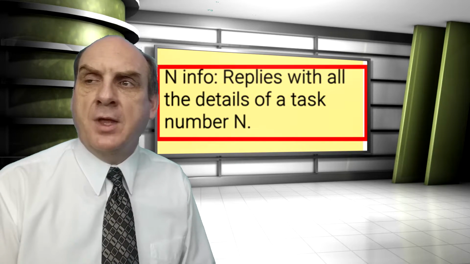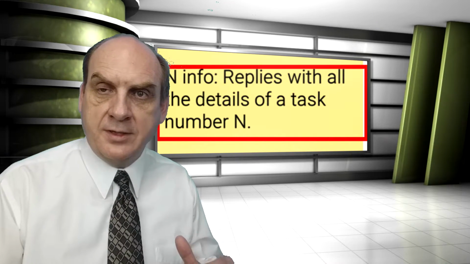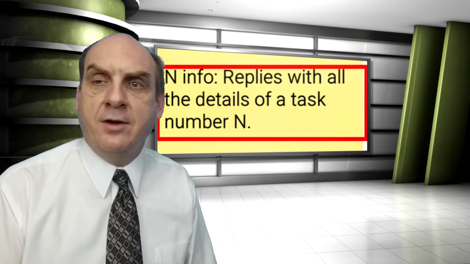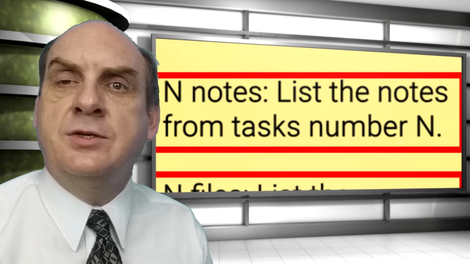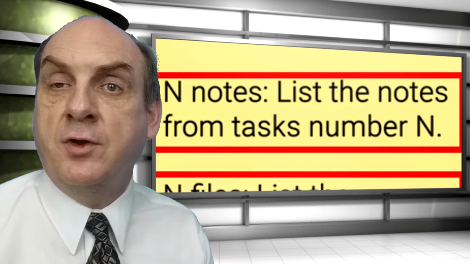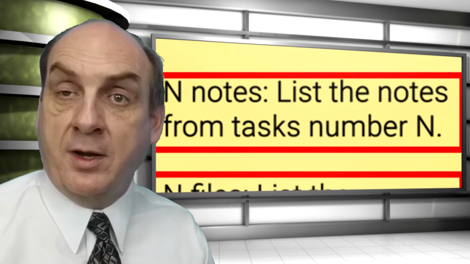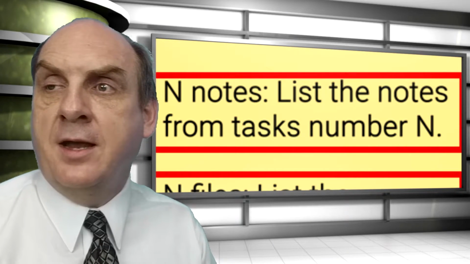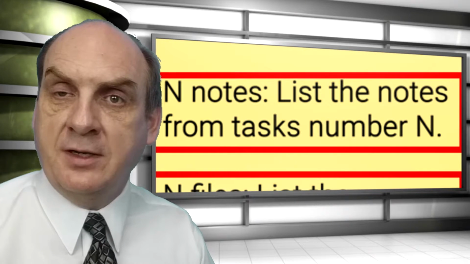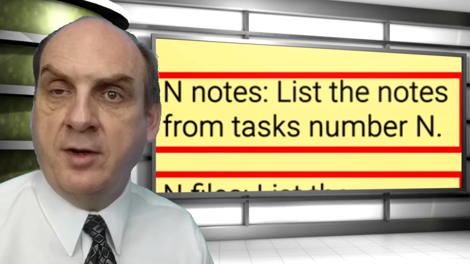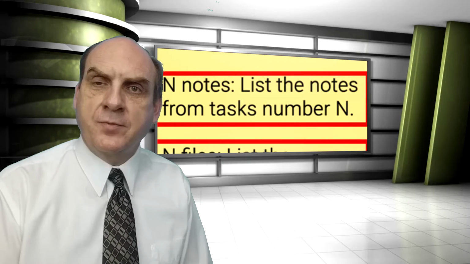Text that back, and you will get back a longer list of detailed information, and we'll go over that here in just a minute. Two more commands I want to point out to you: you can also look at the conversation or the notes that have been attached to a task, and you do that with the number, like number 4, space, and you type in notes, and you text that back, and you will receive a list of the conversation that's been going on and what people have been saying about that particular task.